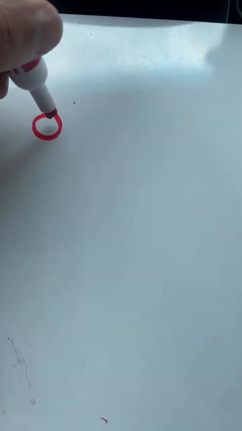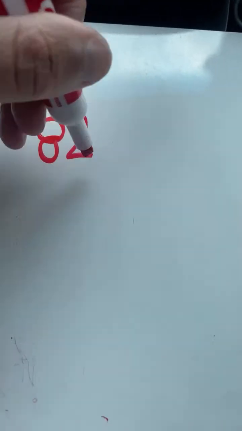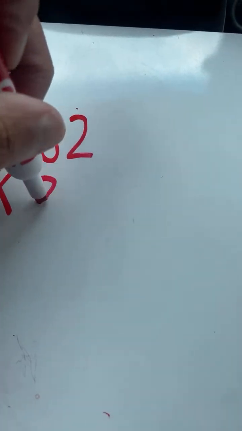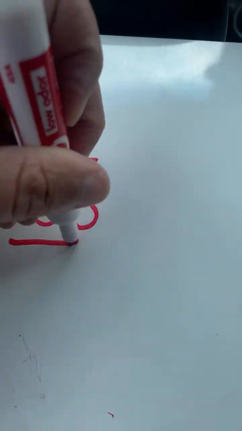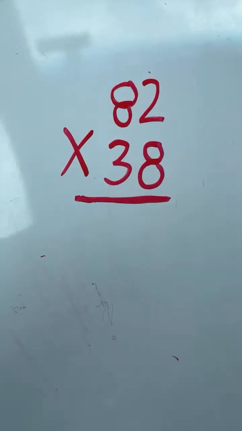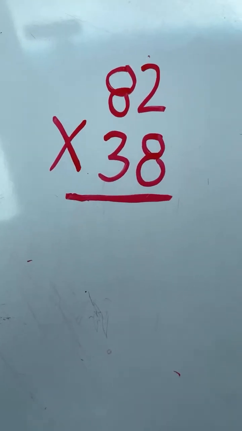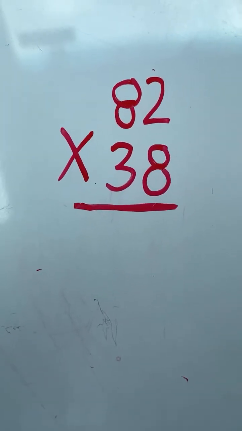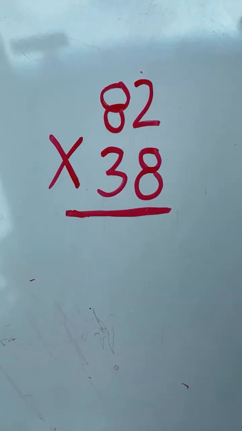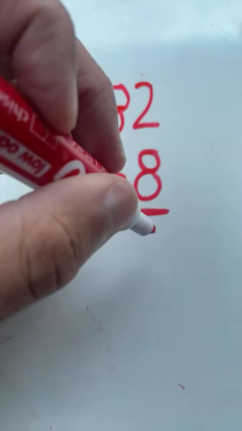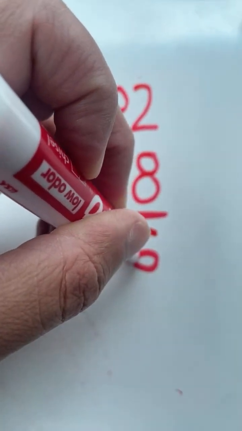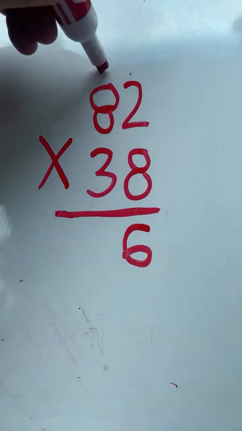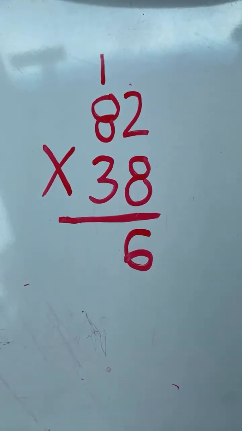Alright, next example problem. We have 82 times 38. So step 1, we are going to multiply the digits in the ones place. We are going to multiply 2 times 8. 2 times 8 equals 16. Because our product is more than 10, we do need to regroup. The 6 in 16 goes in the ones place. The 1 in 16 gets carried over to the tens place.